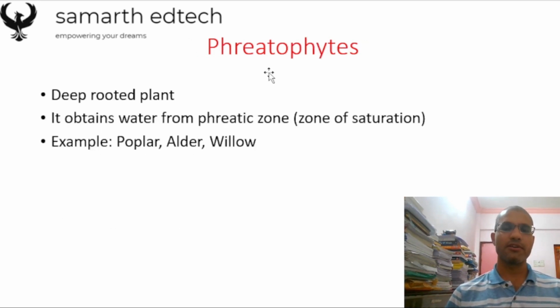Then the next is your phreatophytes. What are phreatophytes? So these are the deep-rooted plants that get their water from the phreatic zone. That is the zone of saturation. So examples are poplar, alder and willow. Remember these names as well as the definition of phreatophytes because in the past forestry paper, UPSC has asked about the phreatophytes and hydrophytes also.